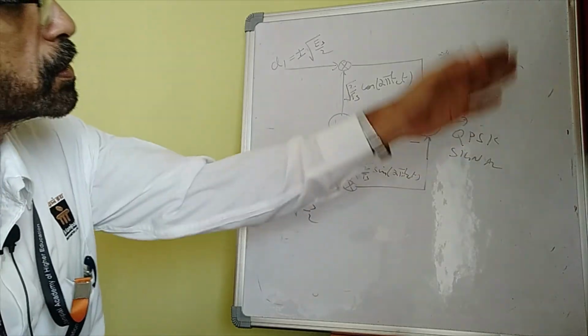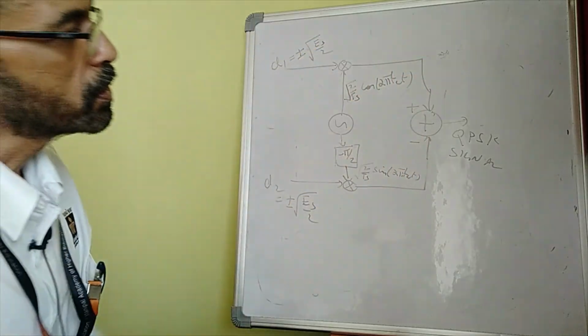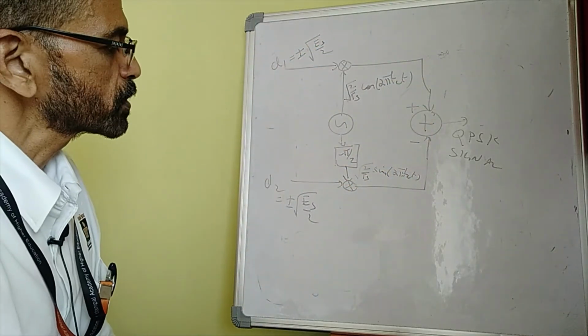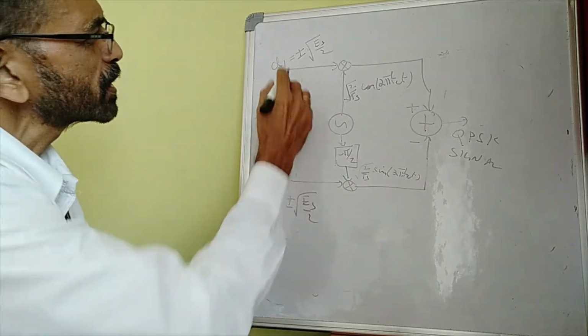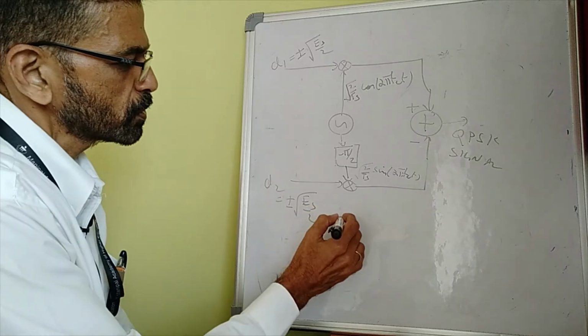And then you just multiply them with these and add, and you get the QPSK signal. Just to show one example, let's say that it so happens that D1 as well as D2 are plus root Es by 2.